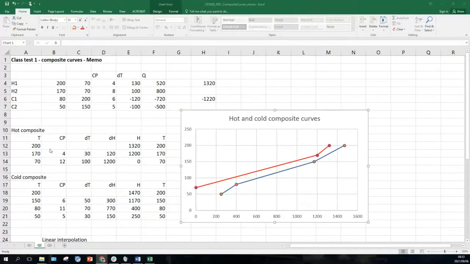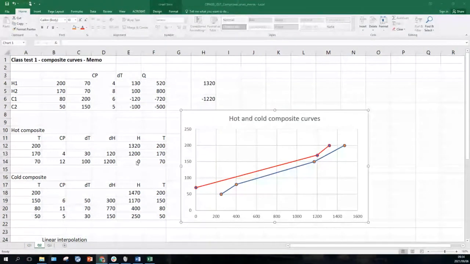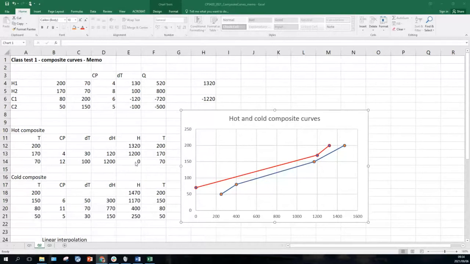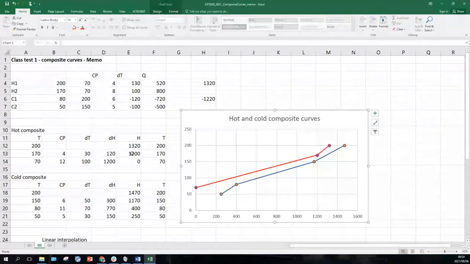So the DTs are easy. There's 30 degrees difference there, and there's 100 degrees difference over there. And then you can work out the difference in the enthalpy going from there to there. So now you can start with the enthalpies by starting at the bottom, remembering what you're trying to do over here. You need to land up at 1320.